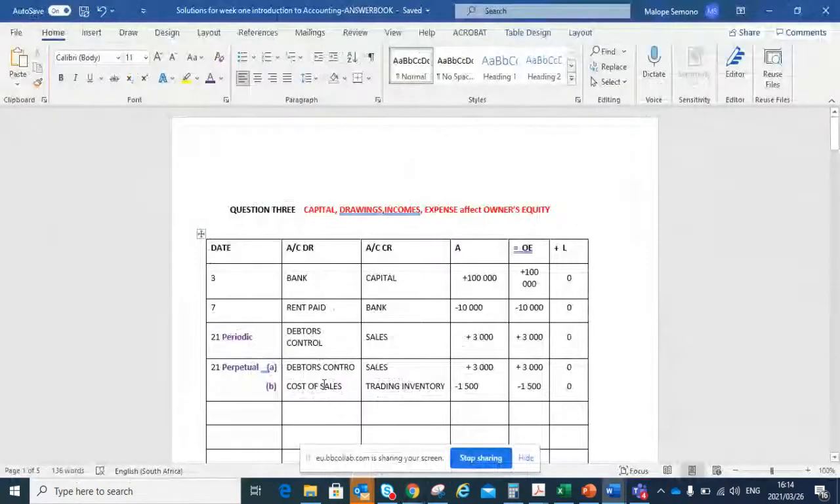And then the only difference is, okay, let's say you sold for cash. Everything will stay the same like this, but where you see debtors, you're going to see bank. Only where you see debtors, you will put bank. Everything will stay unchanged if it was sold for cash. Okay, no problem. So far, so good.